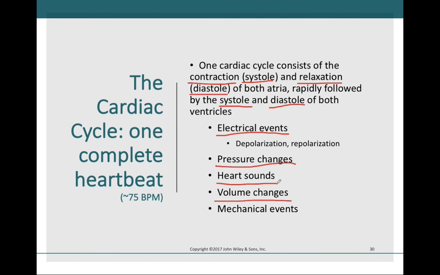S1 is the first sound, and that is caused specifically by turbulence of blood that's associated with the closure of the 2 AV valves that are closing just after the contraction of the ventricles begins. And the second heart sound, which would be labeled as S2, is caused by the turbulence of the blood associated with the closure of the SL valves at the beginning of ventricular relaxation.